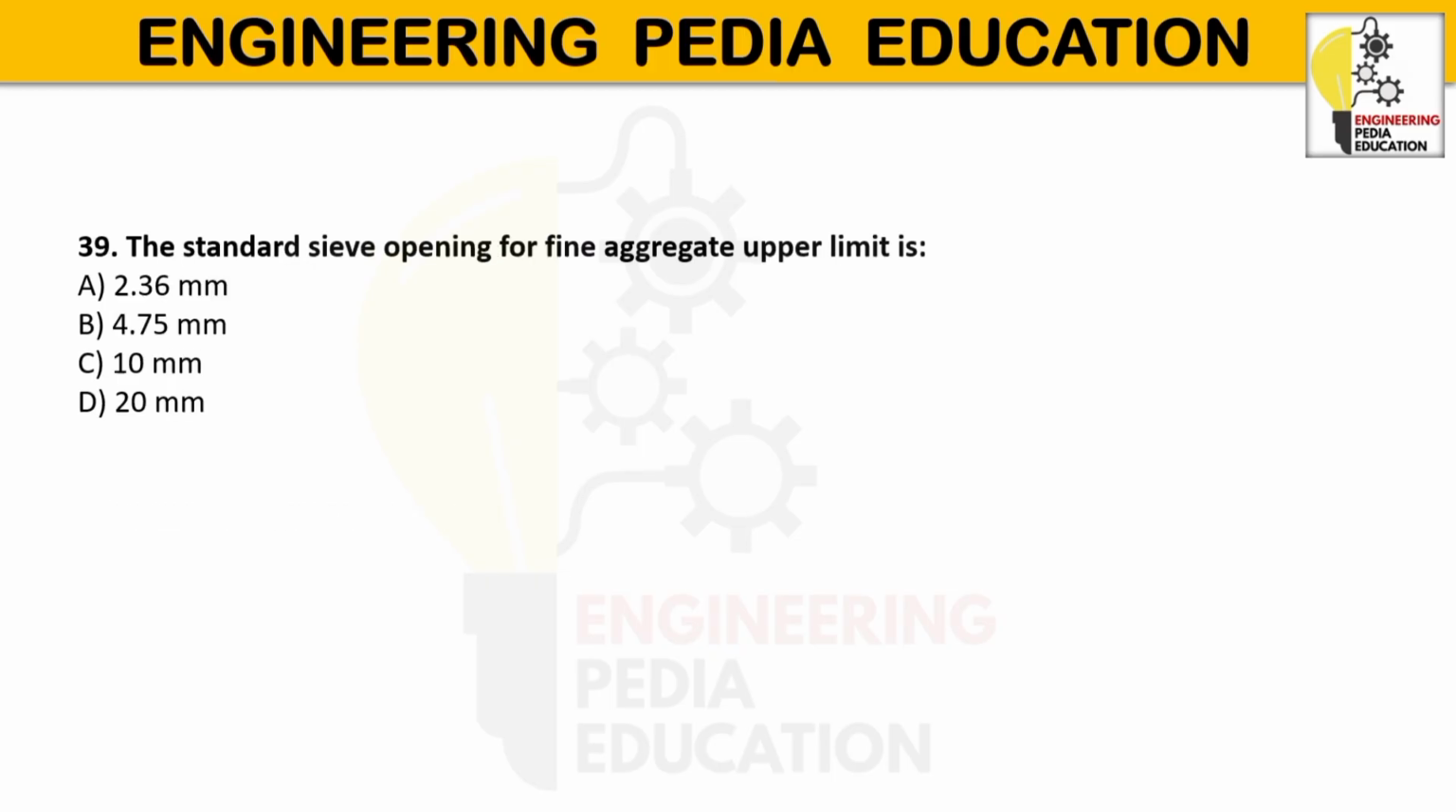The standard sieve opening for the fine aggregate upper limit is 2.36 mm, 4.75 mm, 10 mm, or 20 mm. The correct option is 4.75 mm. Below 4.75 mm it is considered fine aggregate, and what is retained on the 4.75 mm sieve is considered coarse aggregate.